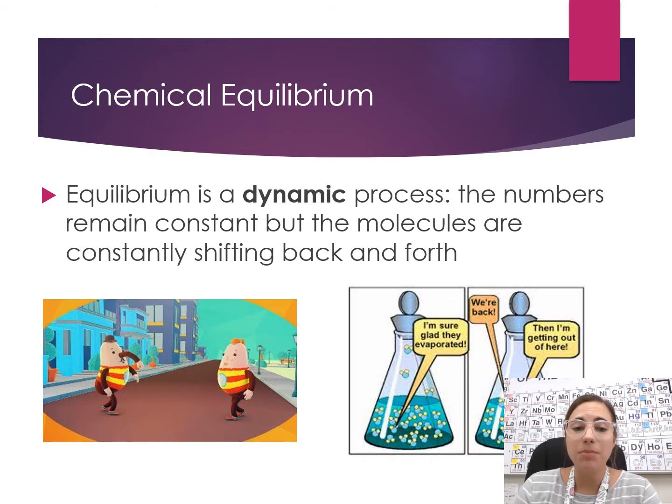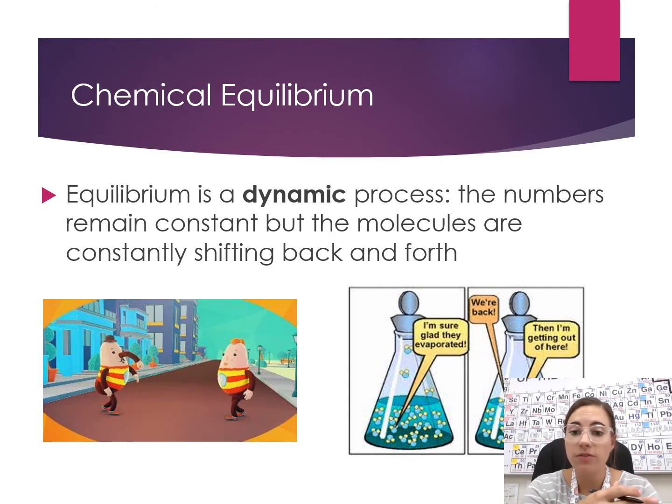Something important to keep in mind is that equilibrium is a dynamic process. Molecules never stop moving. Atoms, particles, they're constantly in motion. So even though we have no net change, that does not mean reactants aren't turning into products and products aren't turning into reactants. The numbers remain constant, but they are shifting back and forth at all times.